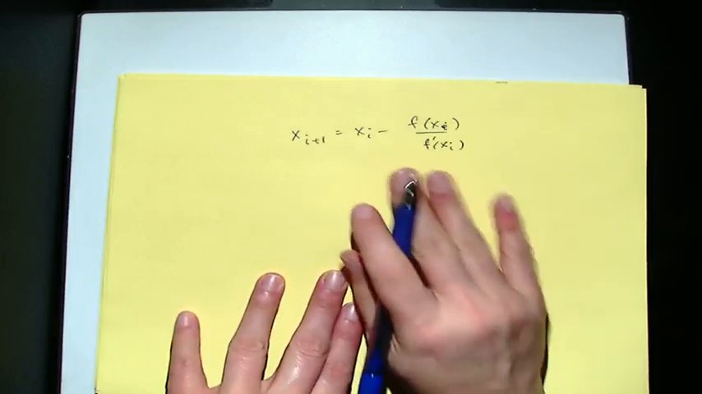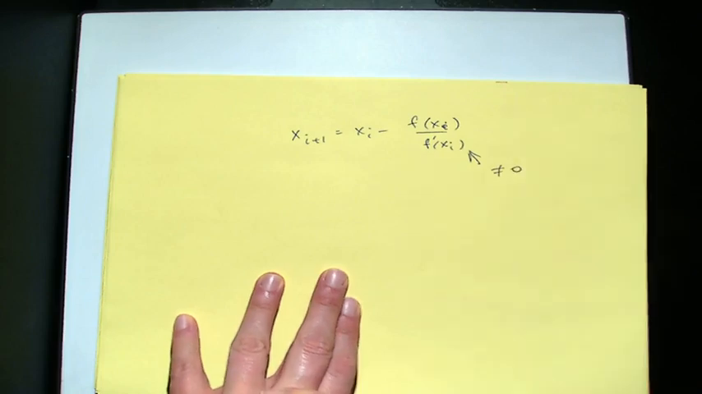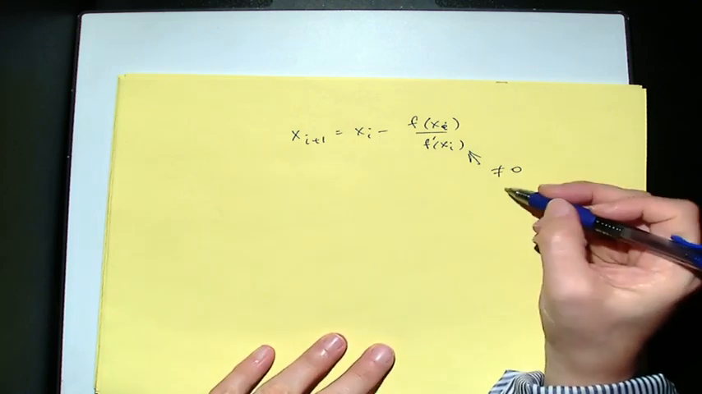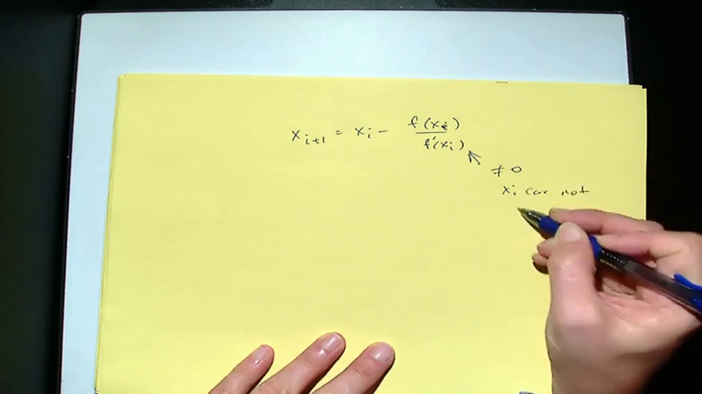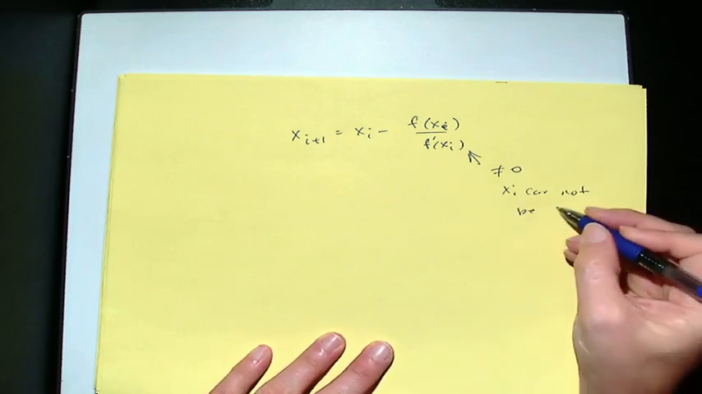For this formula to work, this denominator has to be non-zero, right? So at any point, if you hit a critical point, you have to get out. So no critical points. xi cannot be a critical point. Some of the things that are not very good with this method.